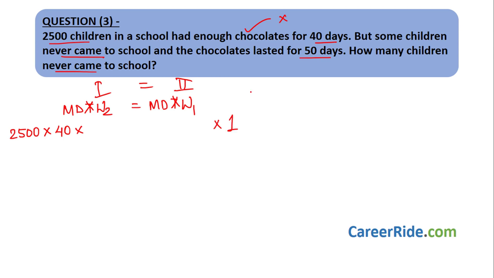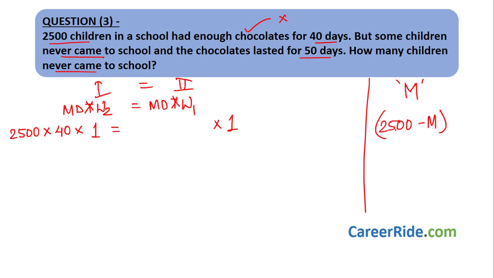Again, in the second case, the children who are there, they eat the chocolate, that is they finish the chocolate in 50 days. So the work done, that is W2, would be nothing but one. So that we write over here, correct? So W2 is one, then we equate. Now, what they say is that some children never came to school, right? So let us assume that M children never came to school. So how many children came to school or were present?